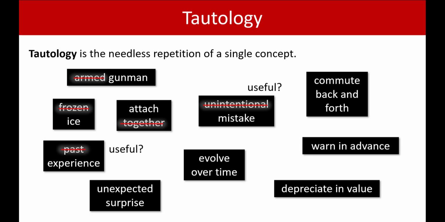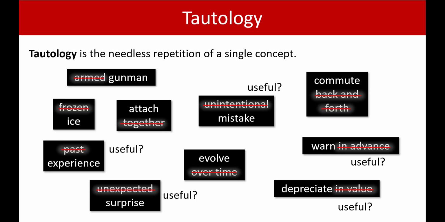Evolve over time. Well, over time is not required. It's inherent in the word evolve. Unexpected surprise. The word unexpected is not required because it's inherent in surprise, but a bit like unintentional, it might be useful for emphasis. Commute back and forth. Back and forth is not required. It's inherent in commute. Warn in advance. In advance is not required, it's inherent in warn, but in advance might be useful for emphasis. Depreciate in value. Well, in value is not required, but a bit like the others, it might be useful for emphasis.